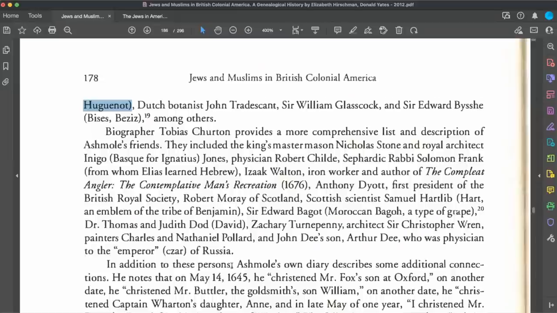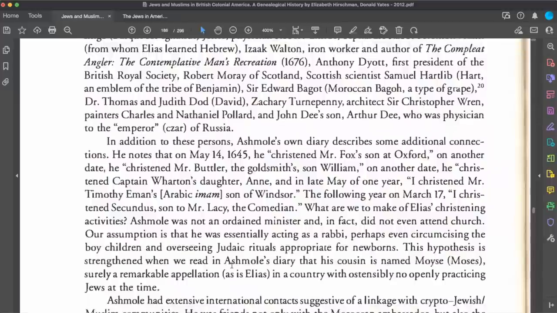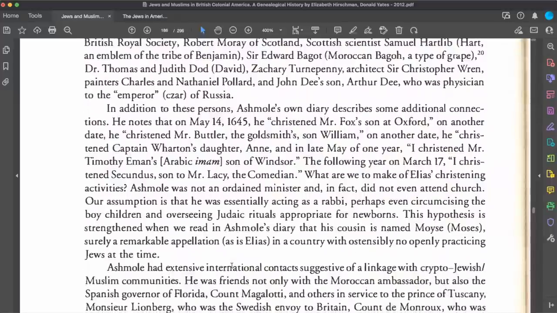In addition to these persons, Ashmole's own diary describes some additional connections. He notes that on May 14th, 1645, he christened Mr. Fox's son at Oxford. On another date, he christened Mr. Butler's, the goldsmith's son, William.